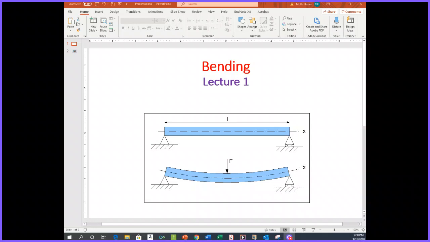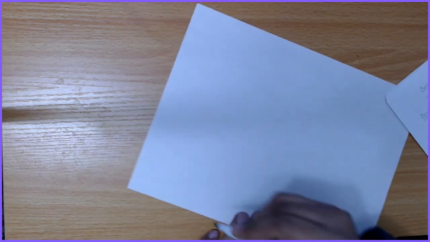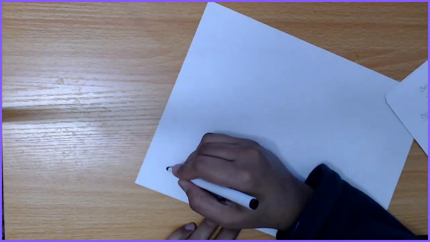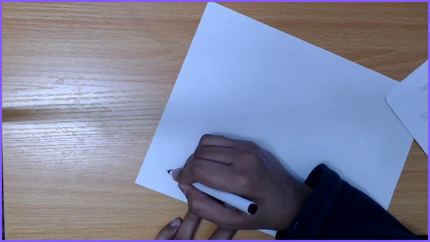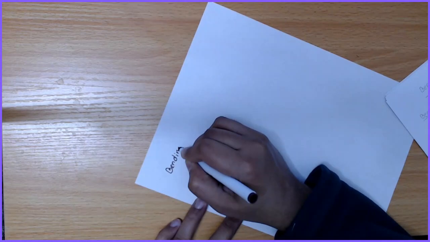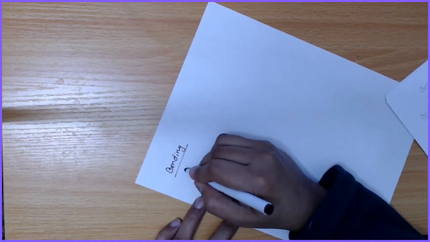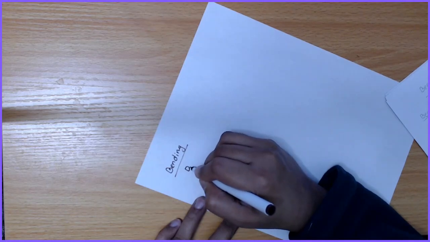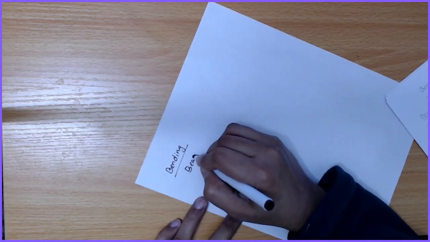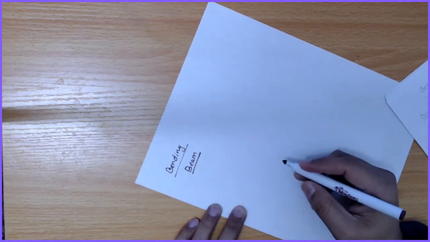Now bending is associated with beam. Now let me define beam.